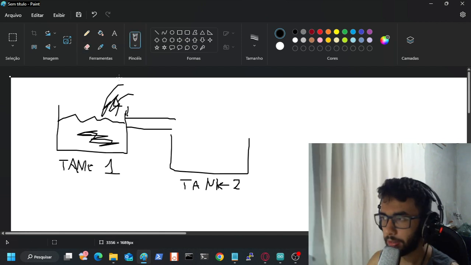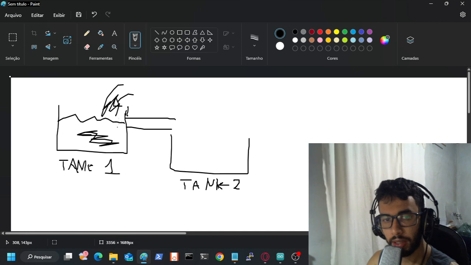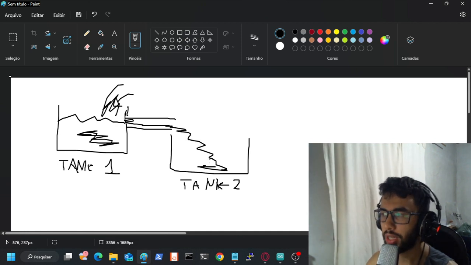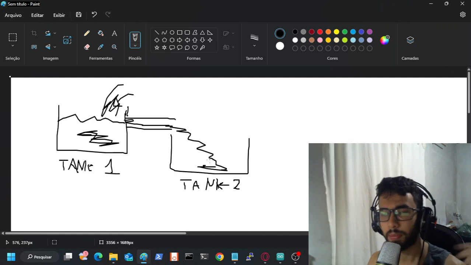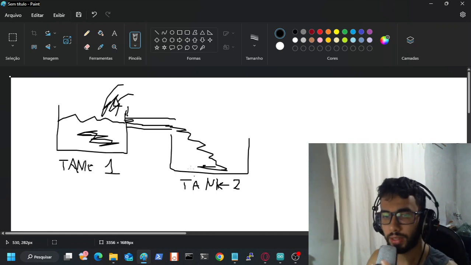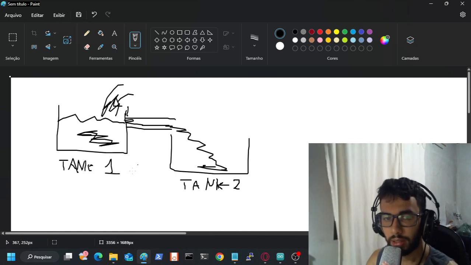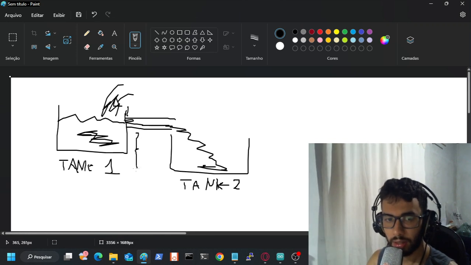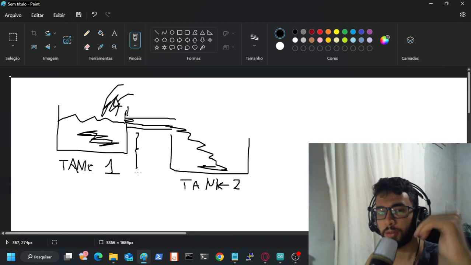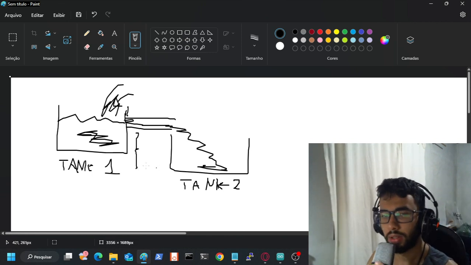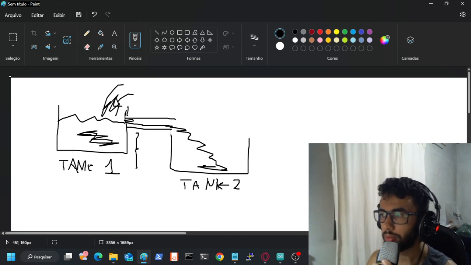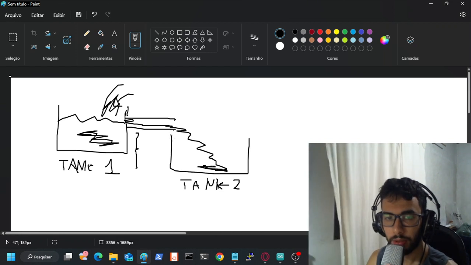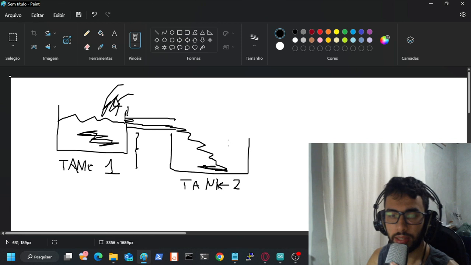You pick a pipe here, just a pipe, and then the water flows to tank 2 without any effort. You just put the pipe here, and if tank 2 is a little bit distant in height from tank 1, the water flows, right? So it's okay, everyone can understand this idea.